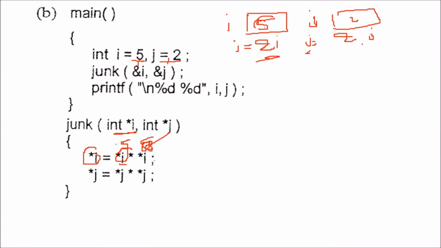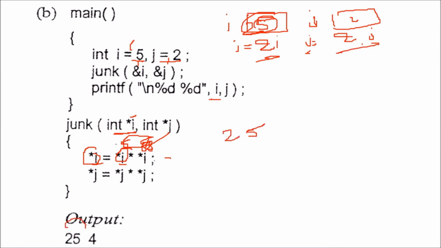What is the value at this address? 5. We have to save 5 into 5, that is 25. Now the actual value of i has changed. The value at i, the address which is having 25, the value at this address will be changed. So this will be 25. Even if you print i here or i here, you'll get 25. Similar is the case with j. So you get 25 and 4.